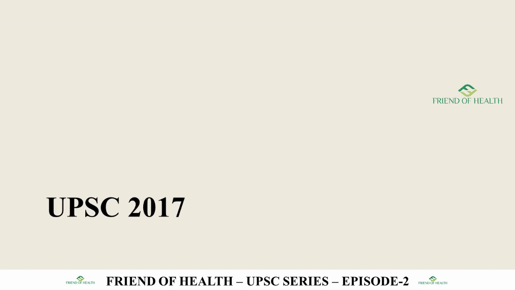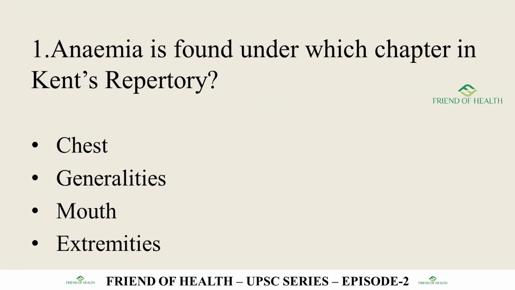So first question from UPSC 2017: anemia is found under which chapter in Kent's Repertory? Chest, generalities, mouth, extremities are the options. If you analyze this question, the difficulty level is very easy. Why? Because it is very repeatedly present in many of the state PSC or MD entrance examinations. Anemia, Kent Repertory, which chapter? So the answer is generalities. This kind of questions which appear in previous examinations are very easy.